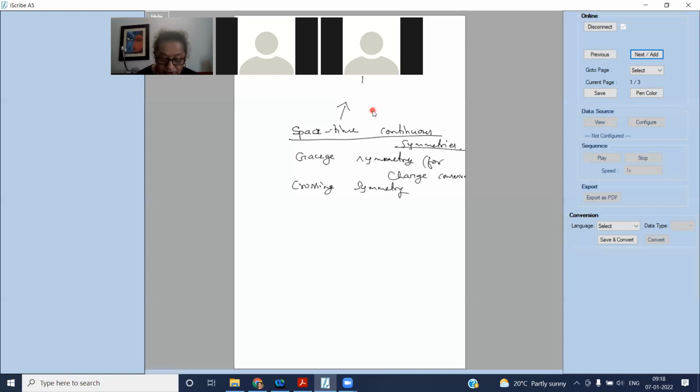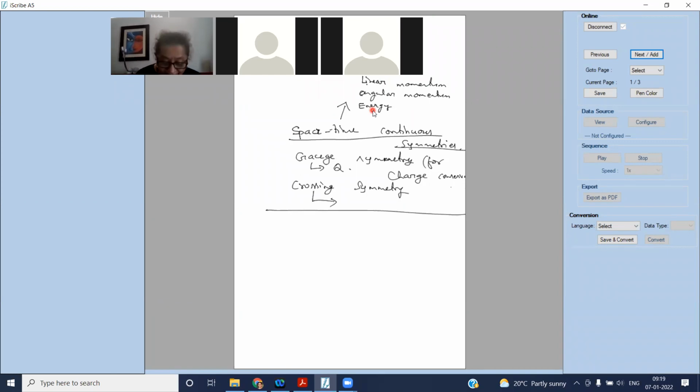Conservation of linear momentum, angular momentum, and energy. And we can verify these experimentally. Linear momentum, angular momentum, and energy. Fine. And charge conservation is: Q is conserved. Crossing symmetry does not have a conserved quantity. It's only a discrete symmetry. This is what I have told you.